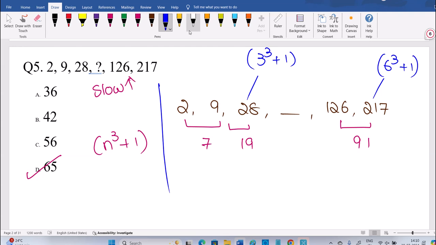You may try with slow increasing, but here we get stuck because the middle number is missing. That's the problem. If they had given this number and asked to find the last number, again with these differences we might play some logic, but here only 3 differences are available, so we don't get any idea. So the problem comes here. Cube, okay: 3 cubed plus 1, 6 cubed plus 1. This is 2 cubed plus 1.